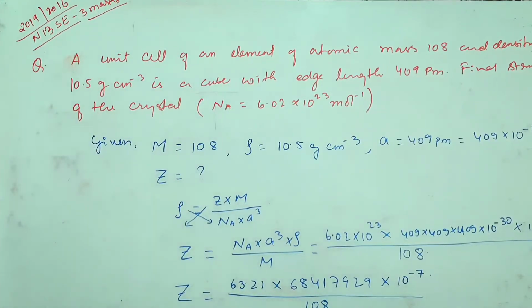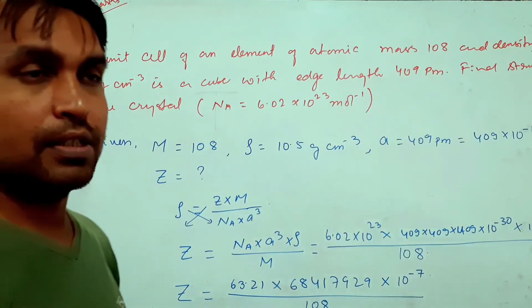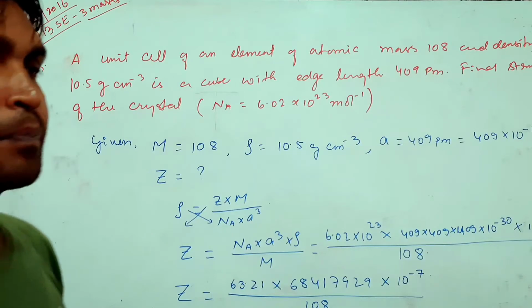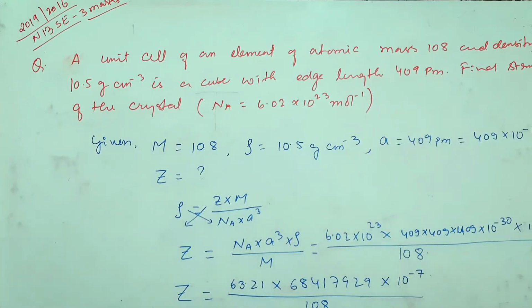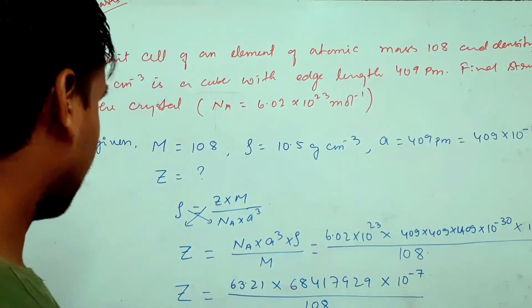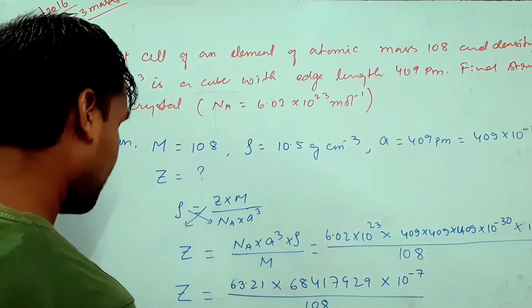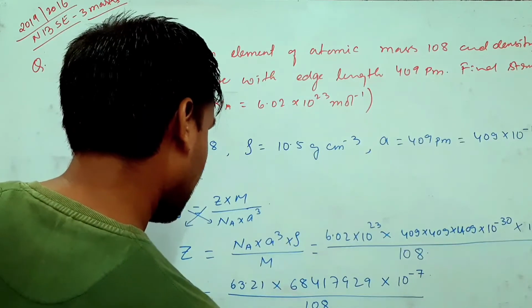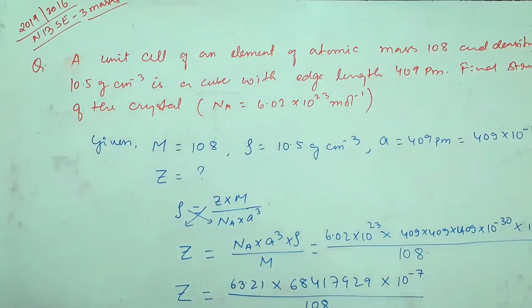So the value of Z we are getting is 4. And if the value of Z is 4, which kind of structure is it? We have already studied that the number of atoms in FCC is 4, BCC is 2, and simple cubic is 1. So Z equals 4, hence it has FCC structure. For doing this question you are getting 3 marks, dear students. This question is repeated twice in your examinations, so you can pause the video and note it down.